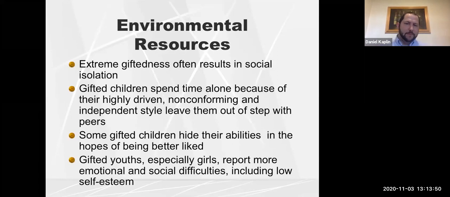And then in terms of environmental resources, sometimes it's hard to be gifted. You might have some social isolation, but that actually doesn't bother many gifted kids because, you know, they have more time to think, more time to do things their way rather than trying to conform. But in terms of gifted individuals, we're starting to see the effect of giftedness on self-esteem.